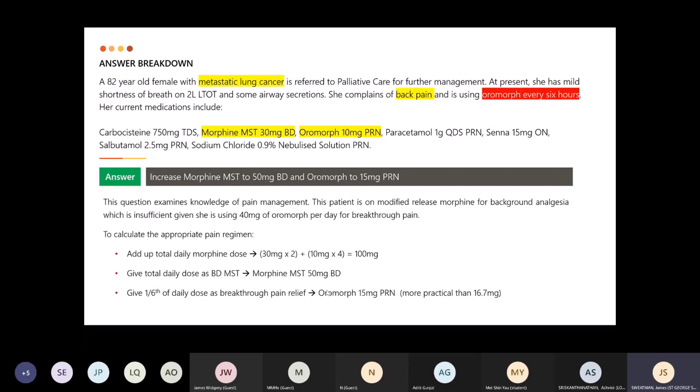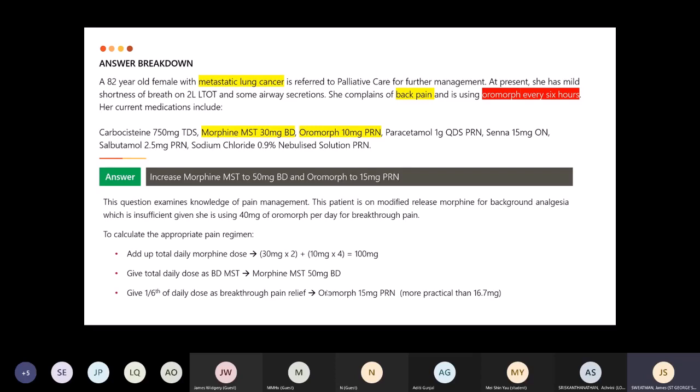And the way you do that is you add up the total morphine that they're having every single day. So here it would be 30 milligrams times 2 because she's on MST 30 milligrams BD, and then 10 milligrams times 4 to take account of the Oromorph. And that's 100 milligrams a day of morphine that she's needing. Then you give that total daily dose as BD modified release morphine. So she should need 50 milligrams BD MST.